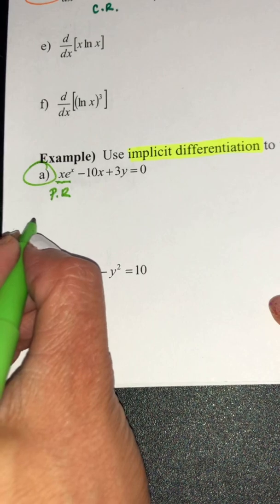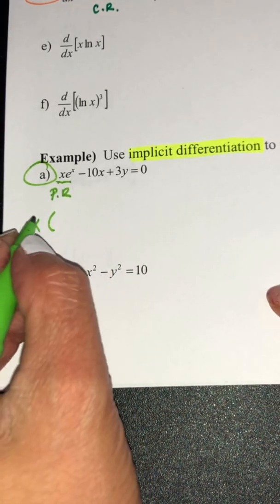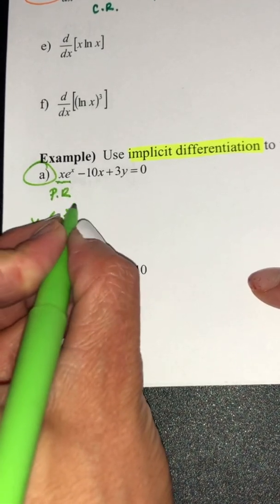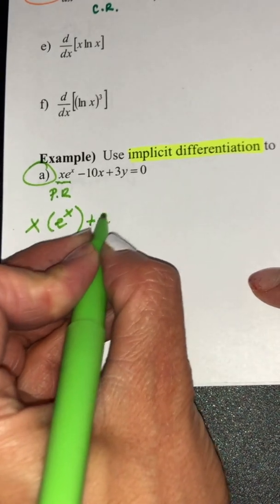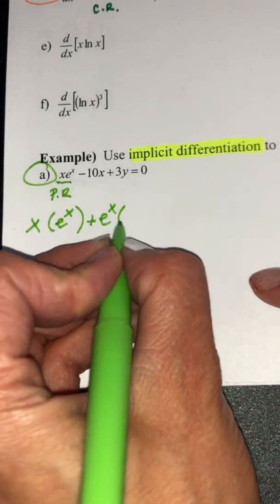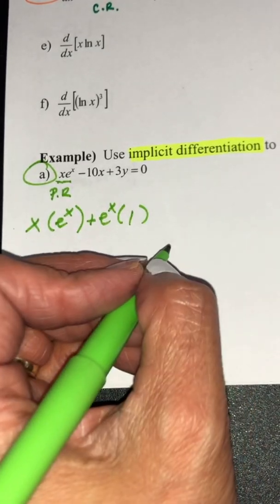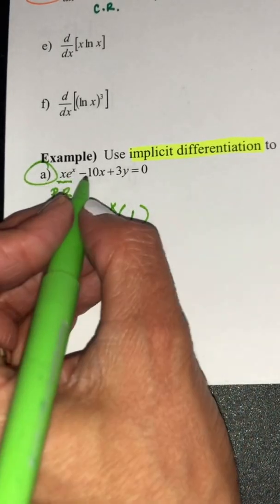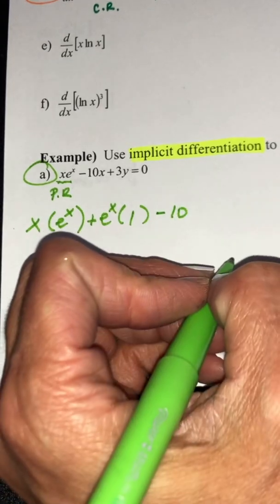So product rule is the first times the derivative of the second. Well, the derivative of e to the x, as we saw up above, is just itself, e to the x, plus the second, which is e to the x, times the derivative of the first. Well, the derivative of x is 1. Okay, those are all x's, so we don't need to add in any dy dx yet. All right, then the derivative of negative 10x is just a negative 10.